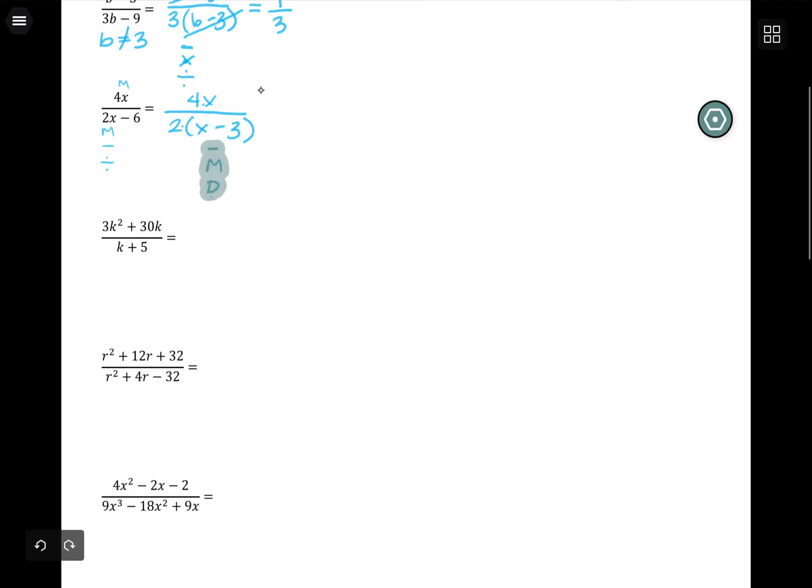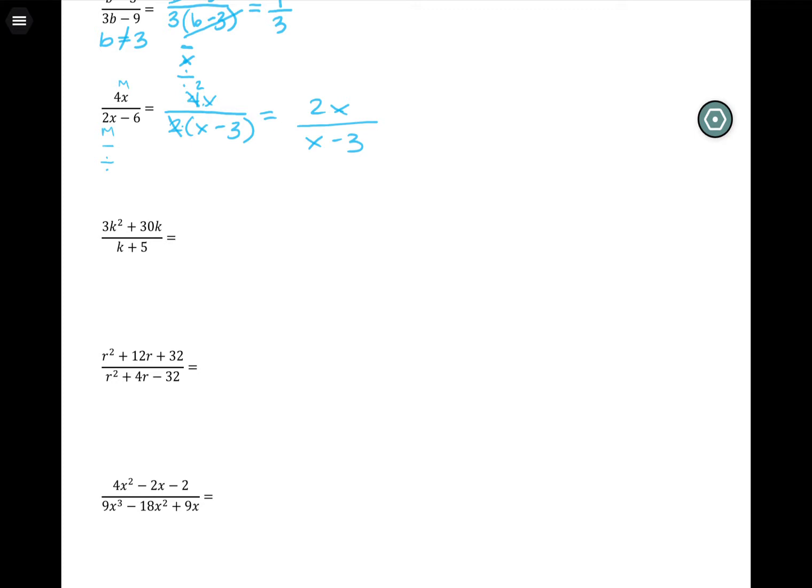So now we're free to cancel. Multiplication and division are happening back to back. We don't get to cancel as much as last time. The only thing I can cancel out of this is a factor of 2, which means my most simplified version of this expression is 2x over x minus 3.